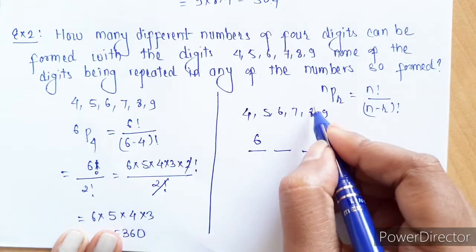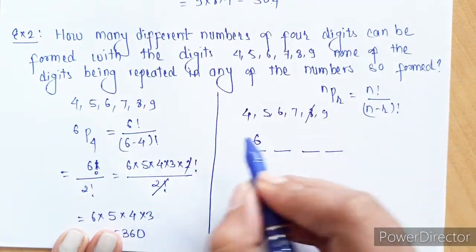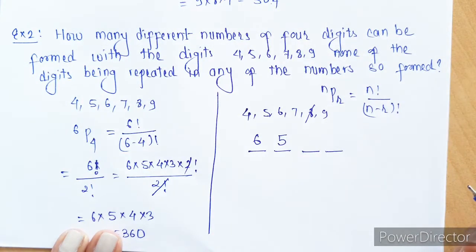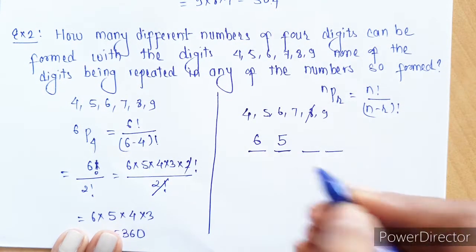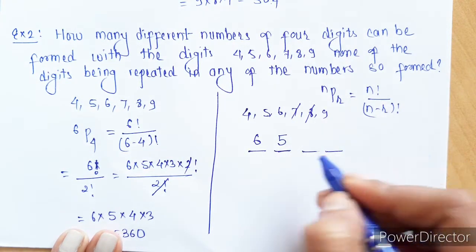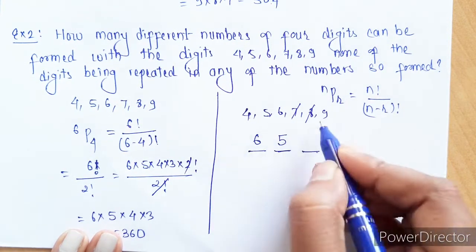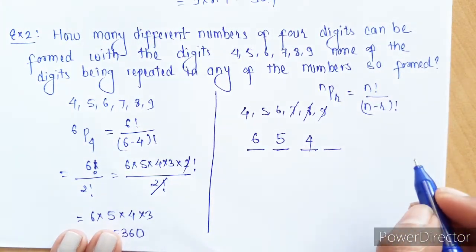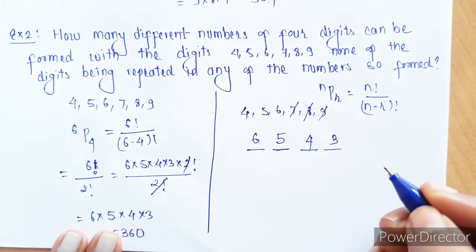Now assume that I have taken 8. So 8 is gone. So there are 5 remaining. Any one of the 5 can be taken here. So there are 5 choices for the second place. Now assume that I have taken 7. So 7 is also gone. Now for the third place we have only 4 choices. Suppose I have taken 9. So remaining are only 3.